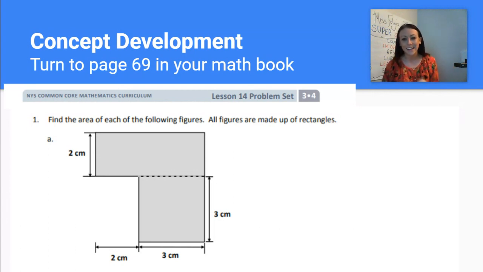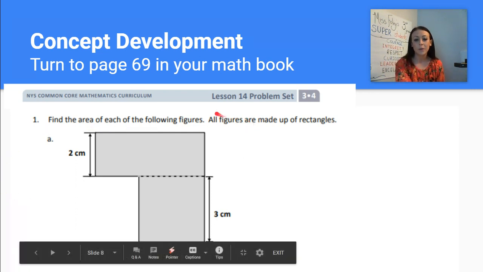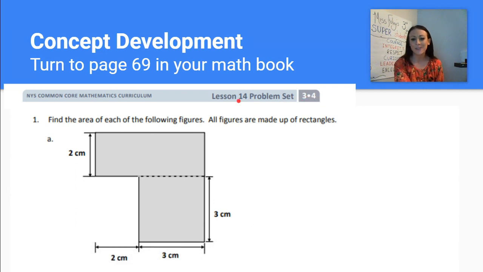Then let's get going. So you're going to turn to page 69 in your math book, and this is for lesson 14, problem set. Grade 3, module 4, lesson 14. So that's where you should be, on page 69 right now. And we're going to do problem 1.